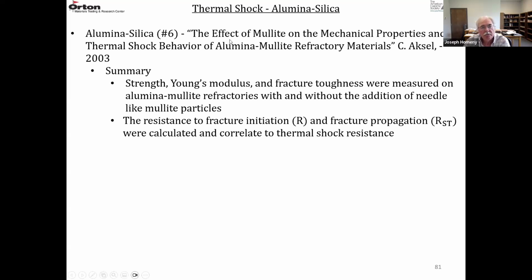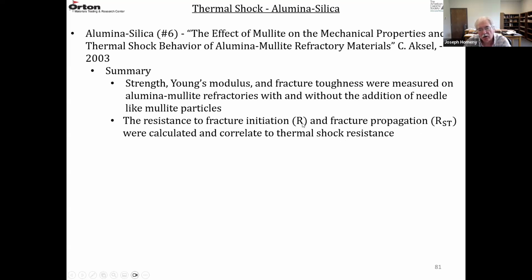The next paper is "The Effect of Mullite on Mechanical Properties and Thermal Shock Behavior of an Aluminum Mullite Refractory." This is a 2003 paper. Strength, Young's modulus, and fracture toughness were measured on aluminum mullite refractories with and without the addition of needle-like mullite particles. One of the materials had a matrix with a great deal of needle-like mullite particles. The resistance to fracture initiation and fracture propagation were correlated to thermal shock resistance.